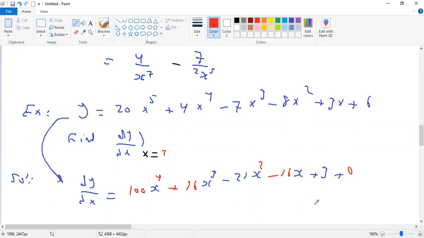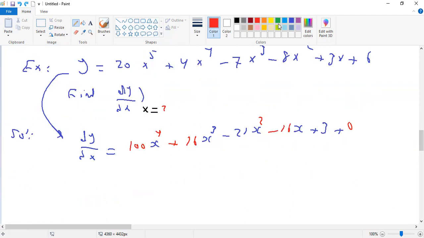The constant is 0. So again, 5 times 20 is 100, minus 1 is 4. 4 times 4 is 16, 4 minus 1 is 3. 3 times 7 is 21, 3 minus 1 is 2. 2 times 8 is 16, minus 1 is 1, but no need to write it. 3x is 3, the derivative of x is 1. 6 is 0, because it is a constant. Now, to find dy/dx at x equal to 2, we have to replace x by 2.